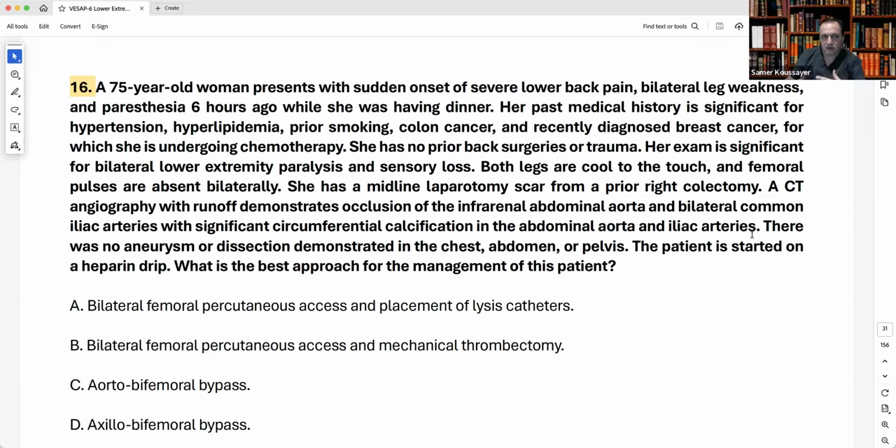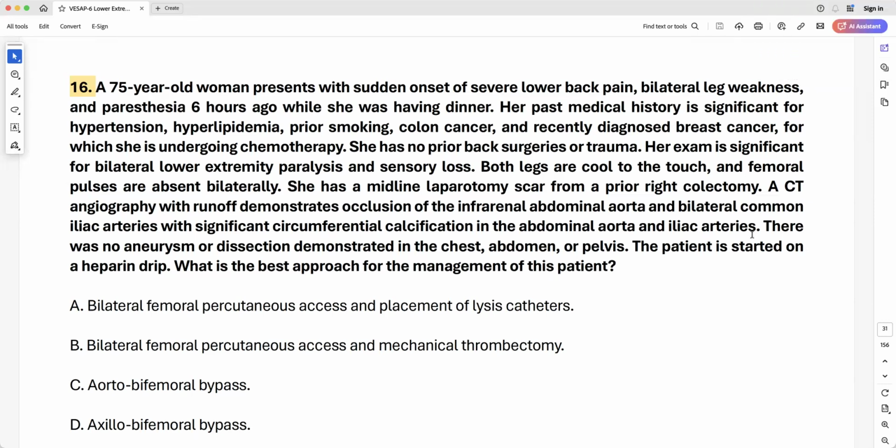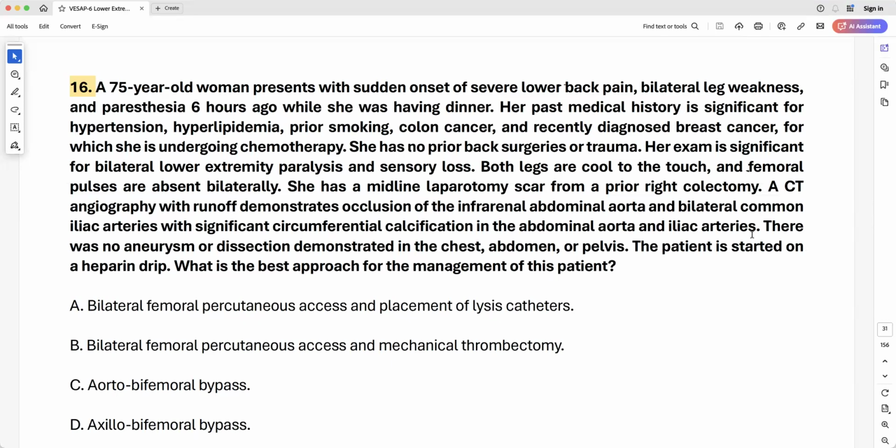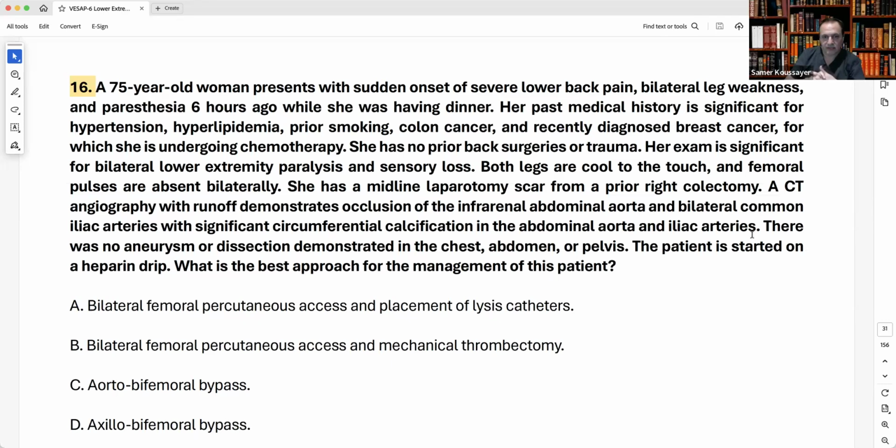Because there's a lot of treatment you can do, but for this specific scenario, let's start one by one and see if it fits or not. This is our first one. A, bilateral femoral percutaneous access and the placement of lysis catheters. Do you think it's a good option for this patient? It is delayed limb ischemia, so no. It's not a good time for lysis. Lysis takes at least 24 hours, right? You already have lower extremity paralysis and sensory loss. So this is not a good option because they put this sentence, so it will not be the right answer. Let's go to the next one.